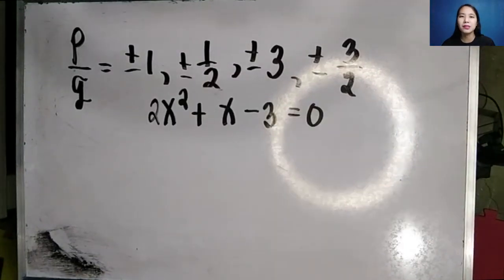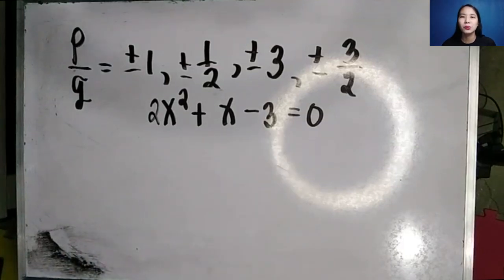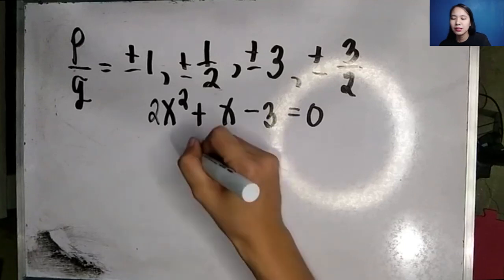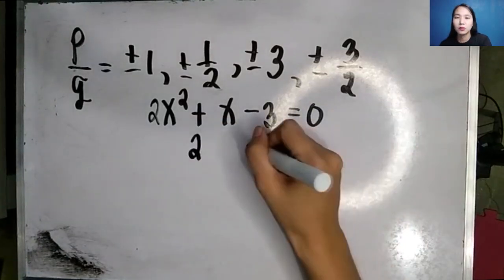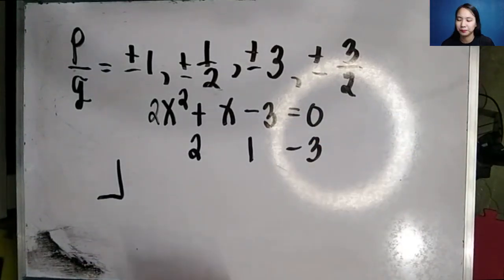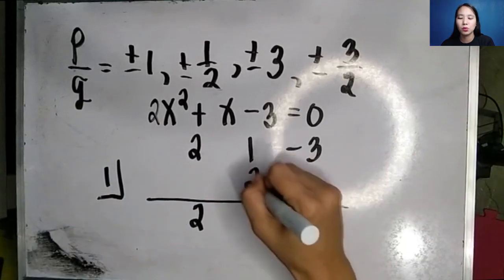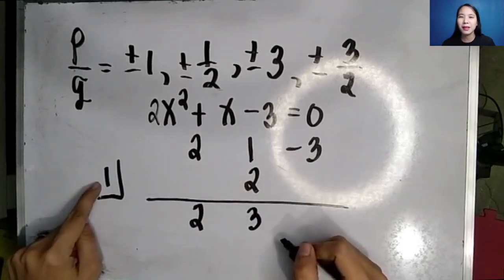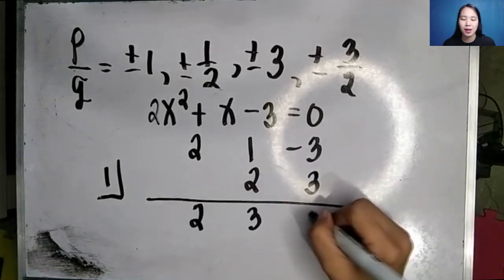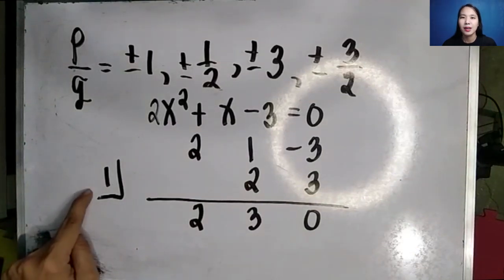So from our depressed equation, 2x squared plus x minus 3 equals 0, let us continue using synthetic division to find the remaining rational roots. Let us get the numerical coefficients again. We have 2, 1, negative 3, and this time, let us use positive 1 again. We bring down the first number 2, multiplied by 1 is 2, plus 1 is 3, multiplied by 1 is 3, plus negative 3 is equal to 0. Since the remainder again is 0, positive 1 is a rational root of the given polynomial equation.